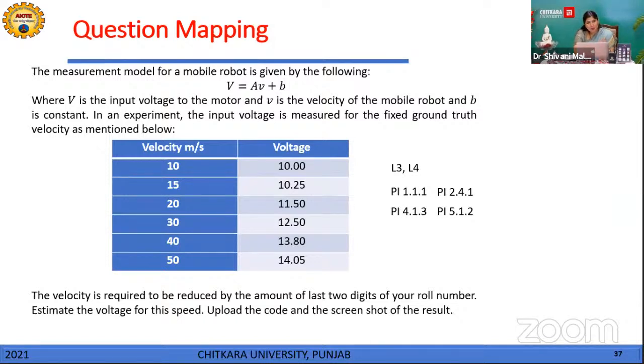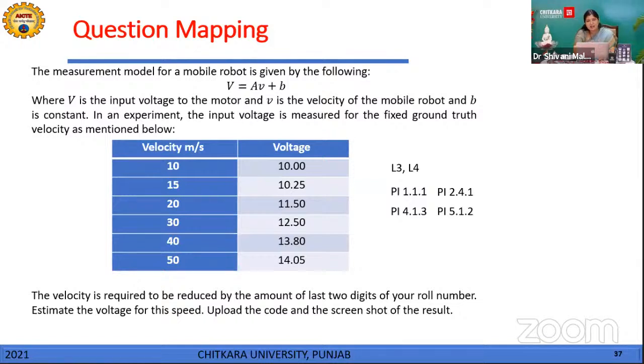Now see, the same question becomes a unique question for all the students, right? So it's a different question now. Estimate the voltage for this particular speed, upload the code and screenshot for the result. So in this case, the level is analyzing, right? So applying and analyzing. There are certain rules they are to apply, to check for the extremities, then they are to analyze. Depending upon the digits of the roll number they have taken and by which they have reduced the velocity, what will be the value of the voltage, and thus give their result.